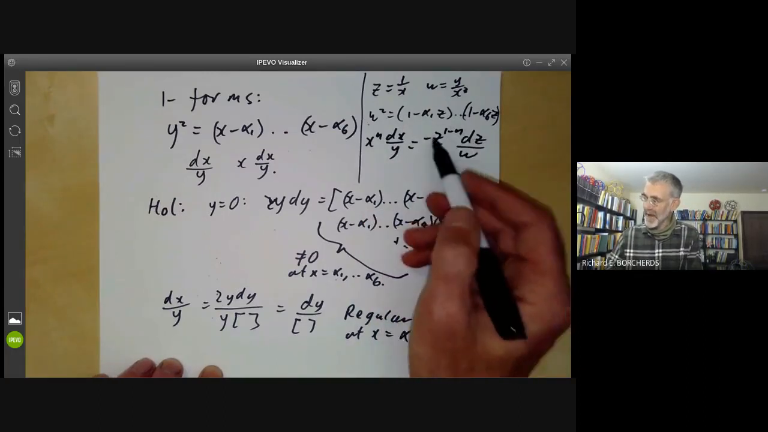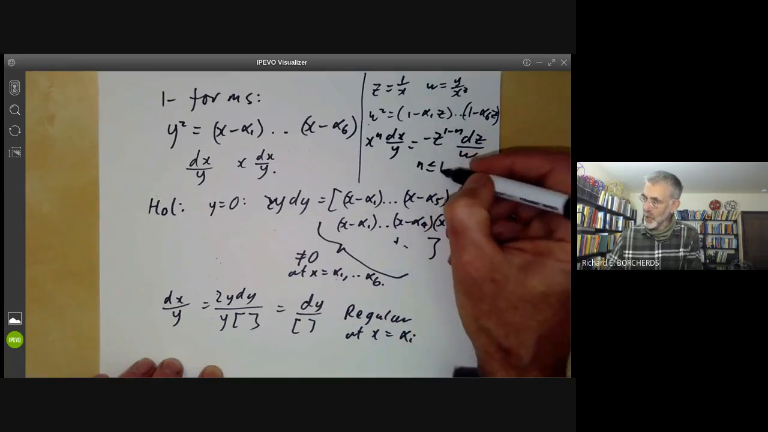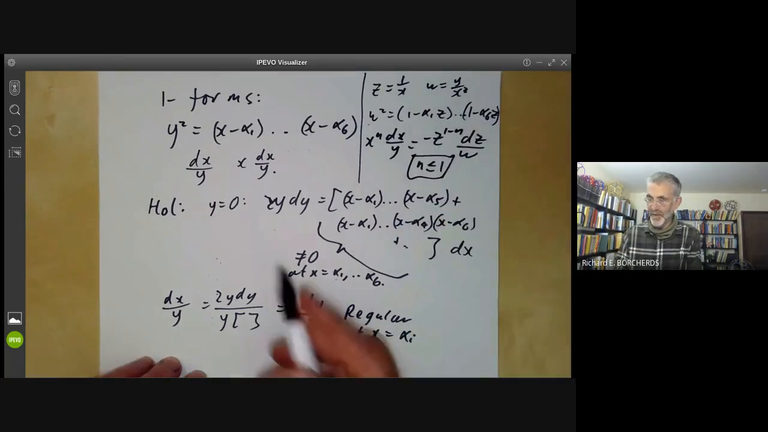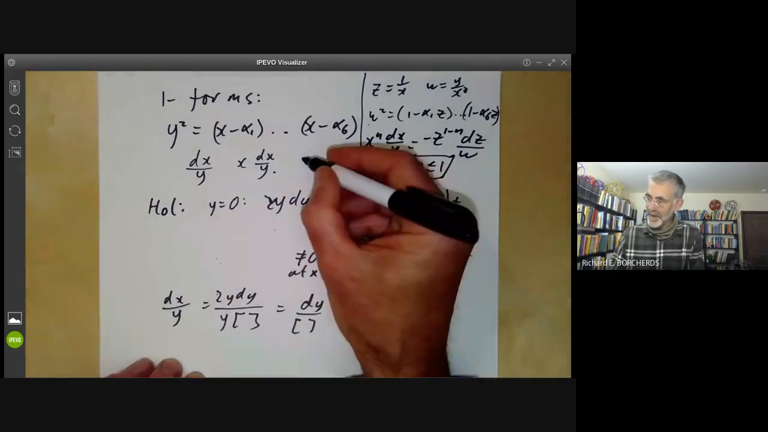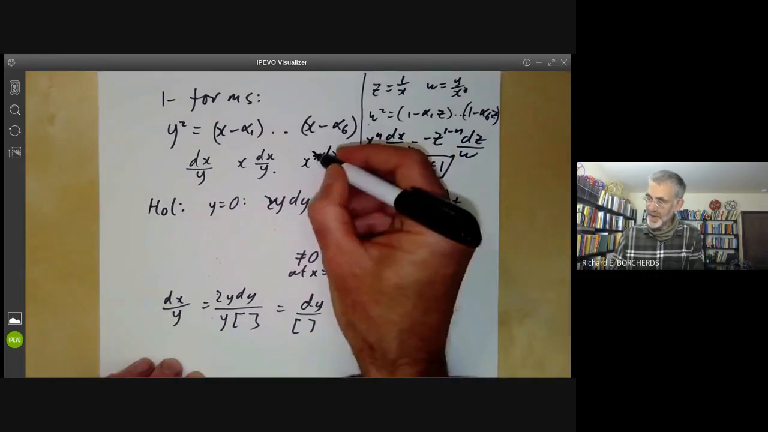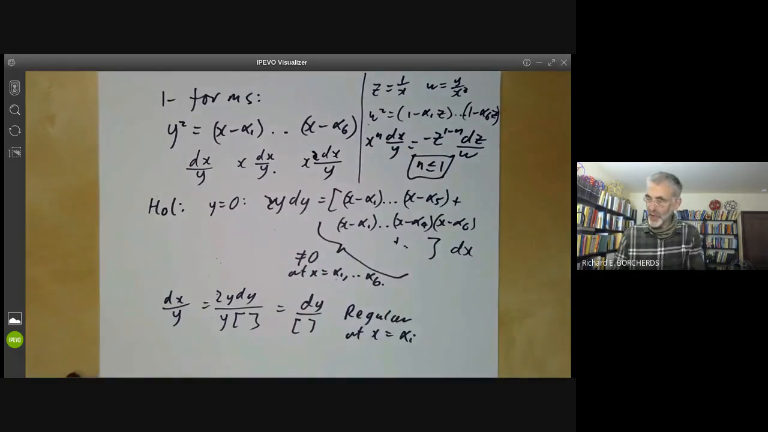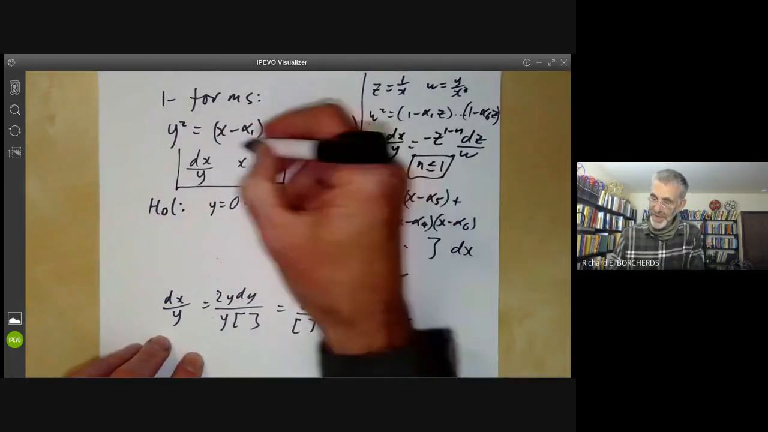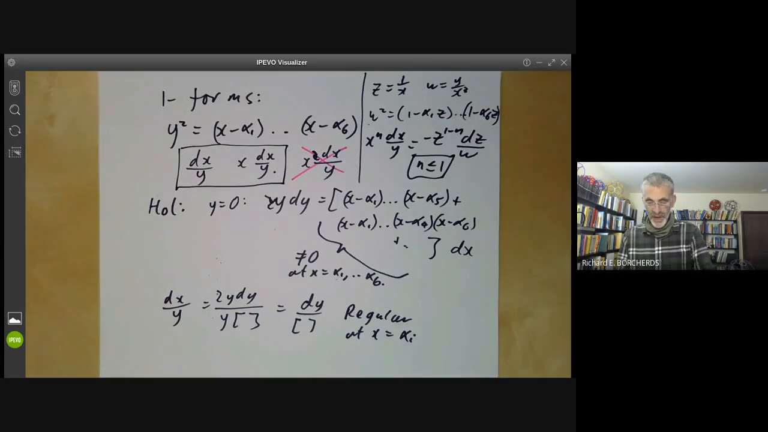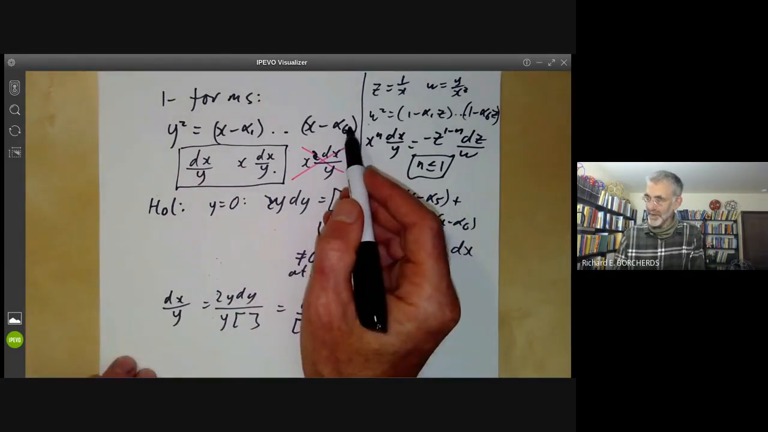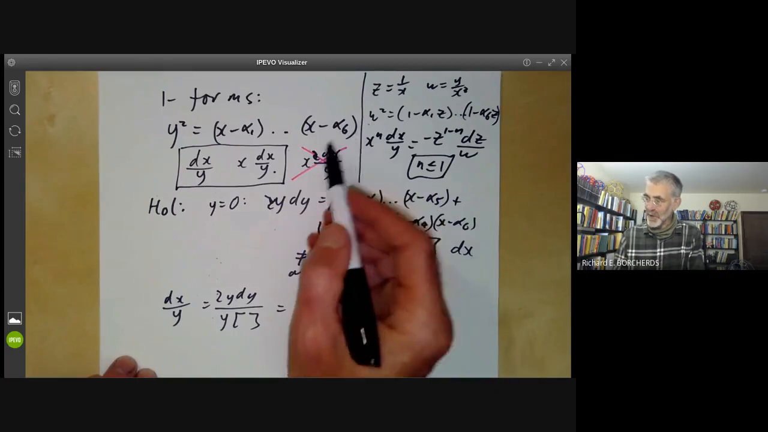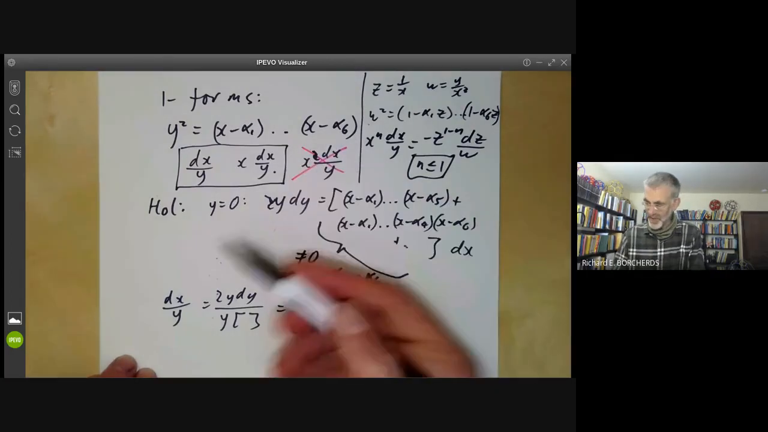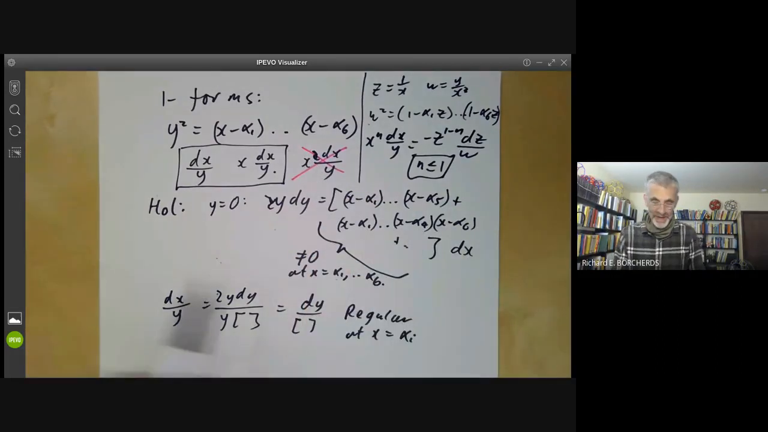But we see from this that we must have n less than or equal to 1 in order for this thing to be holomorphic. This is why things like x squared dx over y are no good, because they have a pole at the point at infinity. So we just get a two-dimensional space of one forms on this hyperelliptic surface. In general, if I went up to x to the 8, then we could have an x cubed here, but not an x, sorry, an x squared here, but not an x cubed, and so on.